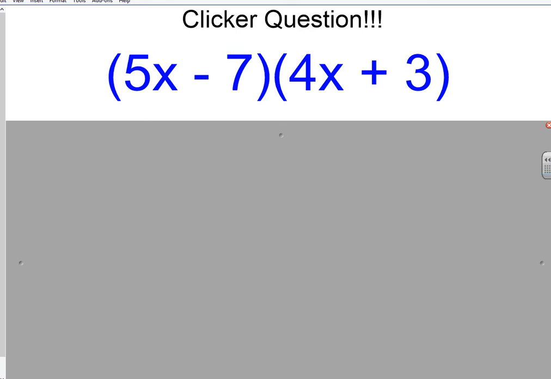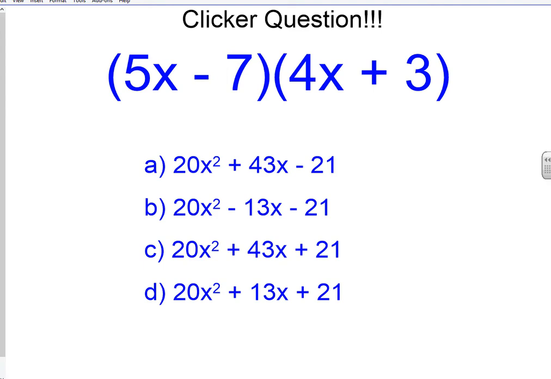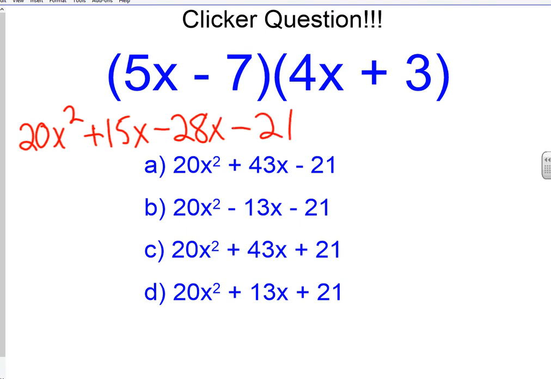Pause the video now as you try this clicker question. Press play to go over your answer. Take a look at the answers. 5x times 4x is 20x squared. 5x times 3 is 15x. Negative 7 times 4 is negative 28. X goes with it. Negative 7 times 3 is negative 21.